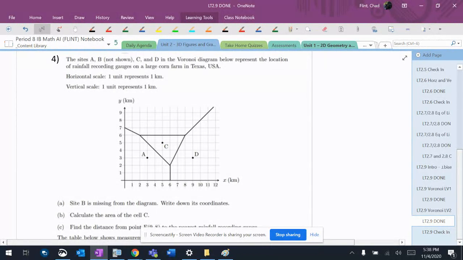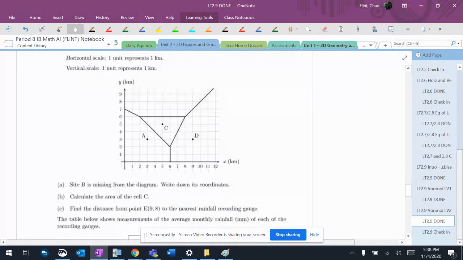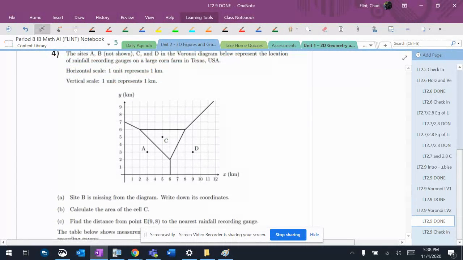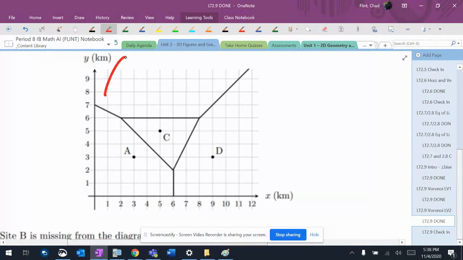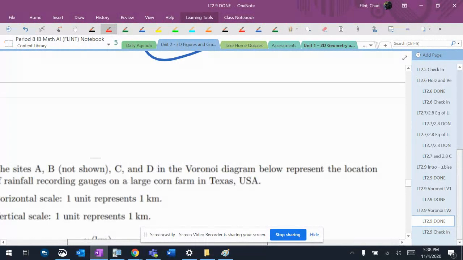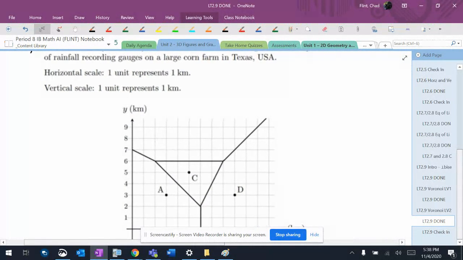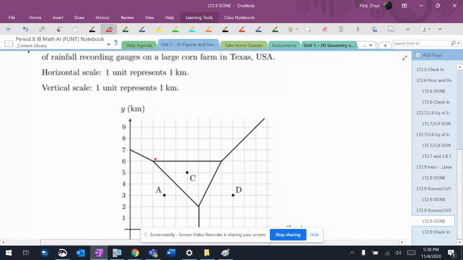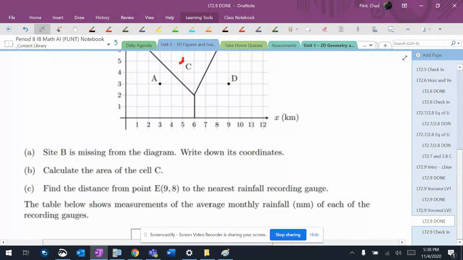B is not shown. Rainfall recording gauges on a large corn farm in Texas, USA. It's got a scale of that. Site B is missing from the diagram. Write down its coordinates. Okay, again, it's going to be up here because that's the one that doesn't have a point in it. So look for a nice horizontal or vertical line. There's a horizontal line. There's point C. It's going to be exactly opposite, equal distance away that line vertically. So point D. So there's that. It's located at 5.7.